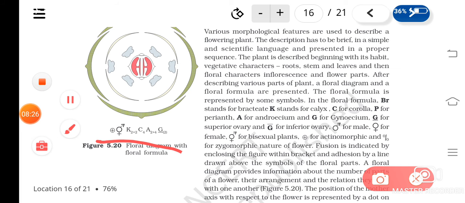The corolla is made up of 4 petals. Androecium, 6 stamens are there. They are arranged in 2 levels, that is 2 plus 4. And the gynoecium is superior, consisting of 2 carpels which are united. What we call a syncarpous ovary. Syncarpous means carpels are united to each other.